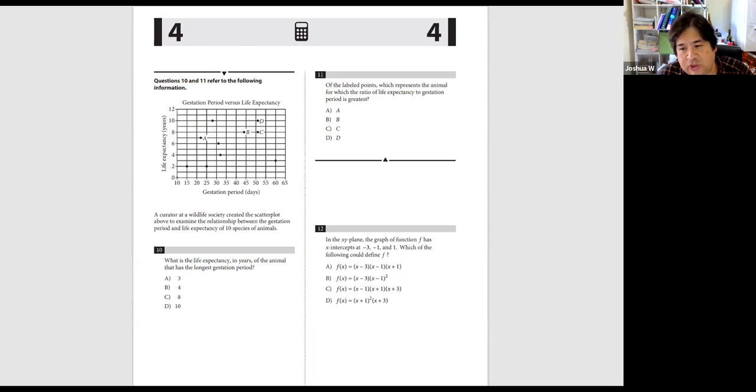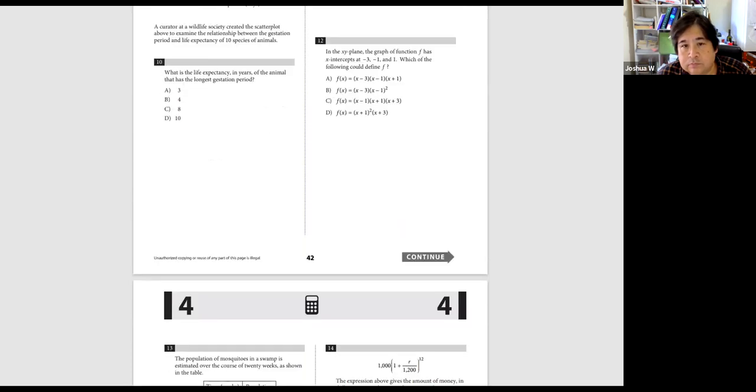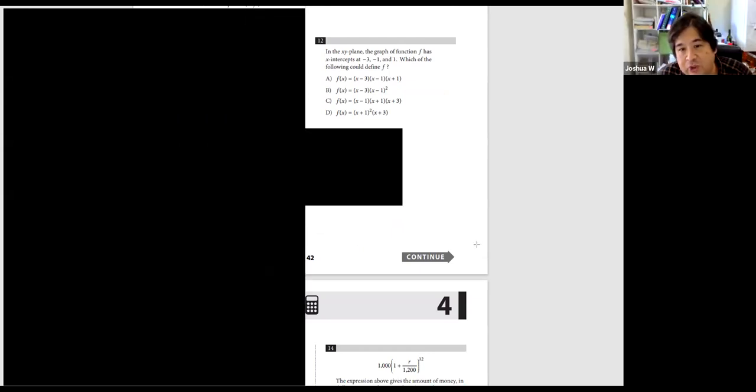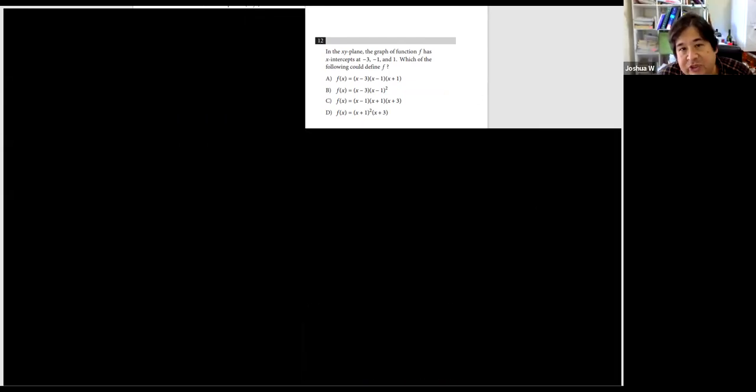Emily Law, can you read question 12, please? In the xy plane, the graph of function f has x-intercepts at -3, -1, and 1. Which of the following could define f? All right, this actually is a challenge level problem because it's from Algebra 2 class. So let me just put 2 pictures on the board.